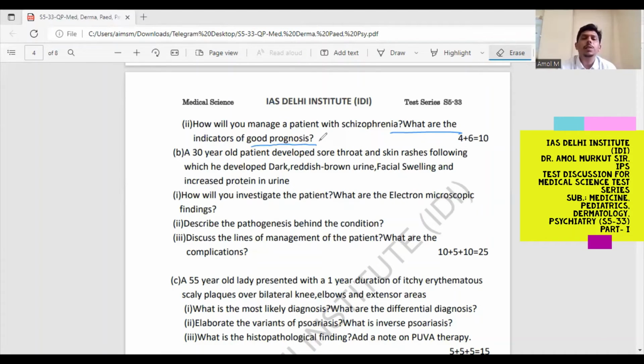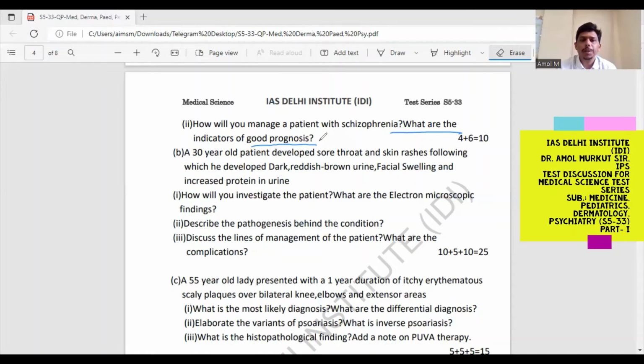What are the indicators of good prognosis? There are various indicators, such as more positive symptoms than negative symptoms, the age of the patient, whether there are any catatonic symptoms, the severity of symptoms, how long the first episode lasts, and how well the first episode has been treated. So these are all indicators of good prognosis.